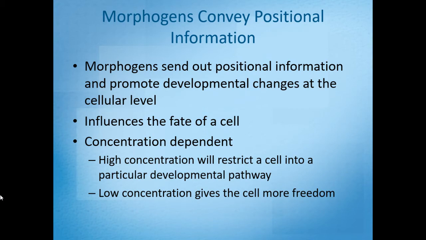It's concentration dependent. So a high concentration will restrict a cell into a particular developmental pathway. So if there's a lot of cells, they're going to be very specific as to what they should be doing. If there's a low concentration, that's going to give the cells more freedom to kind of do what they want.